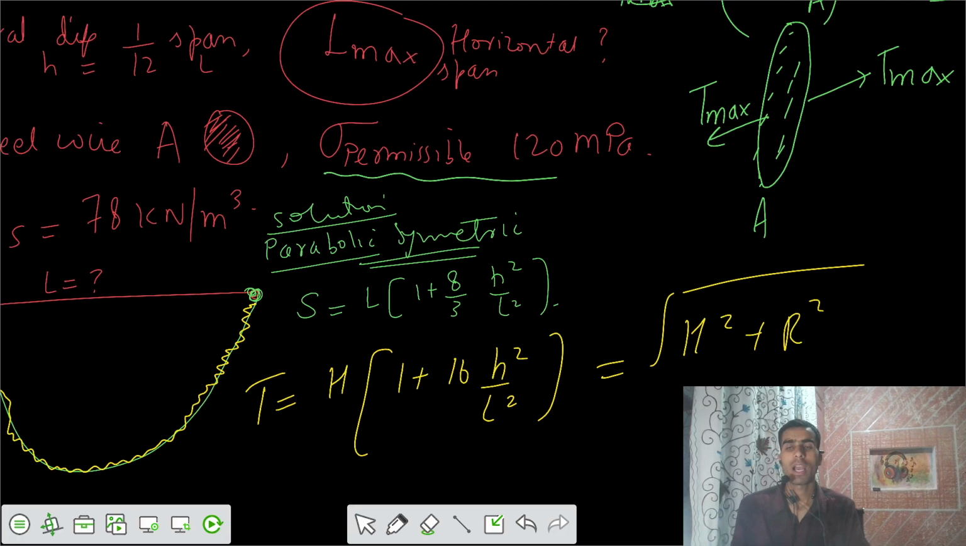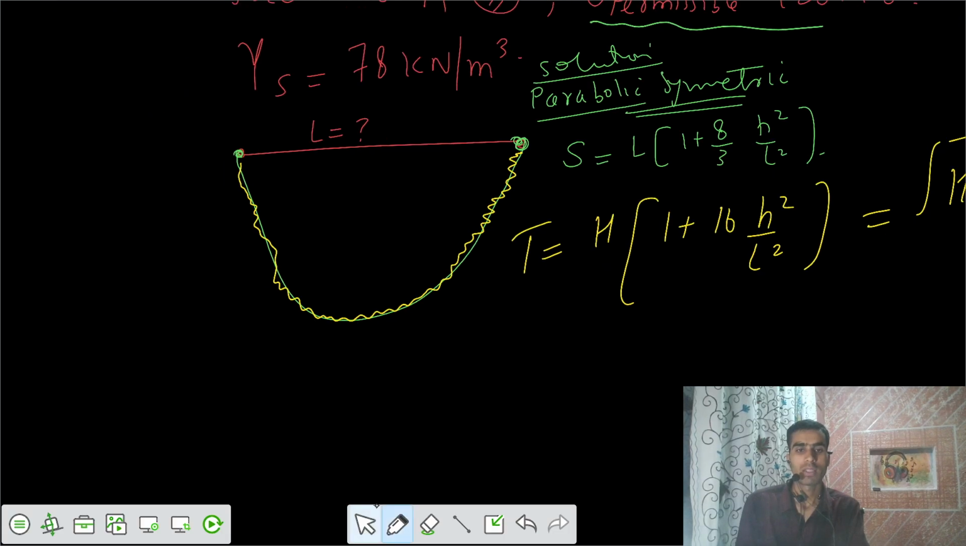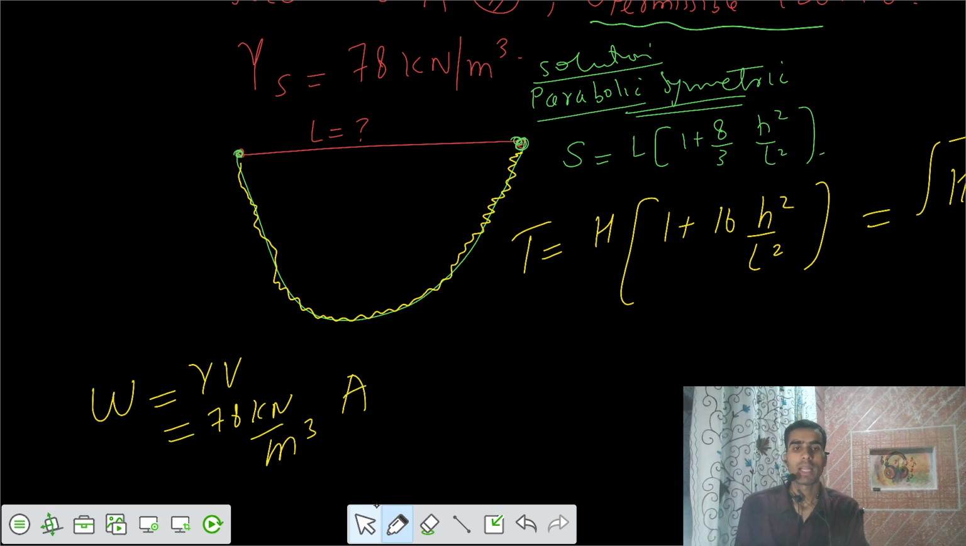Because there is no external load, the total load is because of the self weight. We need to get the value of self weight. What is the total weight of the cable itself? Total weight of the cable is equal to gamma times volume. So there is some 78 kilonewton per meter cube, and there is some cross-section area A, and there is some cable length S, not L. This is because weight is along the cable length, so that's S.